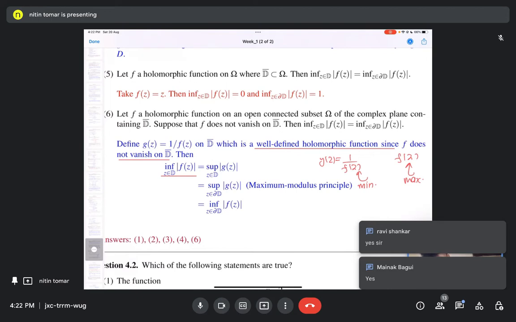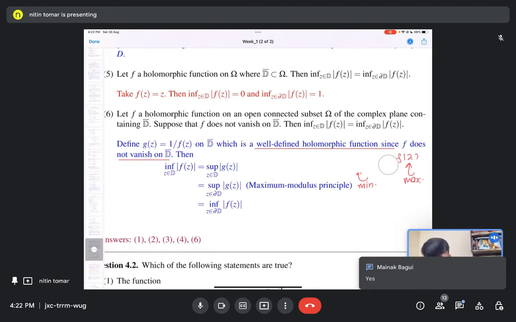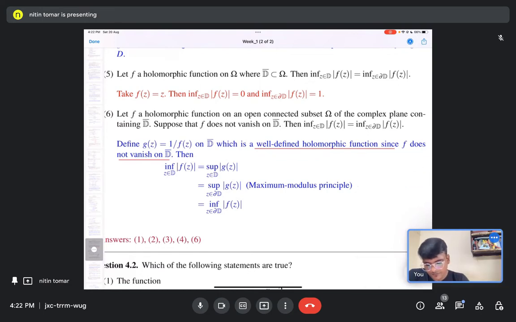So I can write this as infimum of mod of f(z), which will be the same as supremum of mod of g(z), which is mod of 1 upon f(z). Now, we can use the maximum modulus principle. The maximum modulus principle says the supremum of a holomorphic function which is continuous on the boundary of its domain is always attained at its boundary, right?